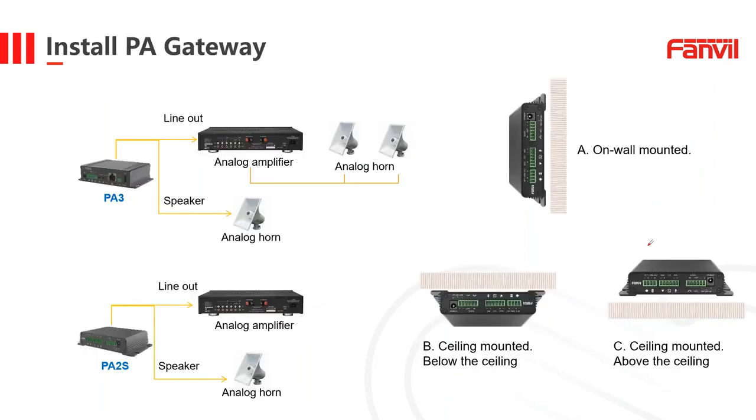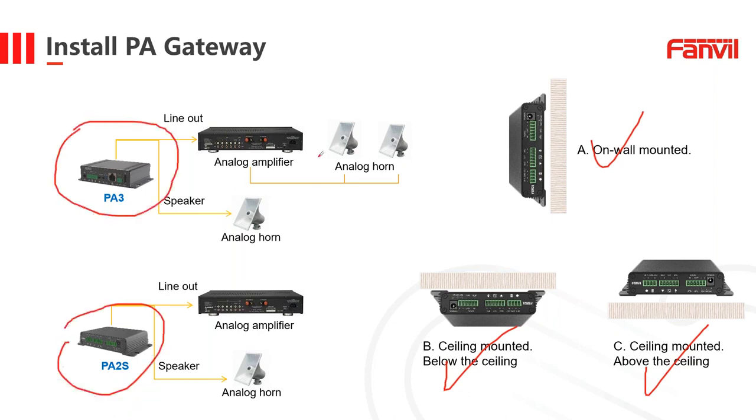And the next one is the paging gateway. So thanks to its small size, the paging gateway can be mounted easily. You can choose wall mounted or ceiling mounted. And like the diagram above, PA3 and PA2S can be connected with amplifier and speaker. And both PA3 and PA2S support PoE power supply. And if you need larger audio power, you can power it with a DC adapter.